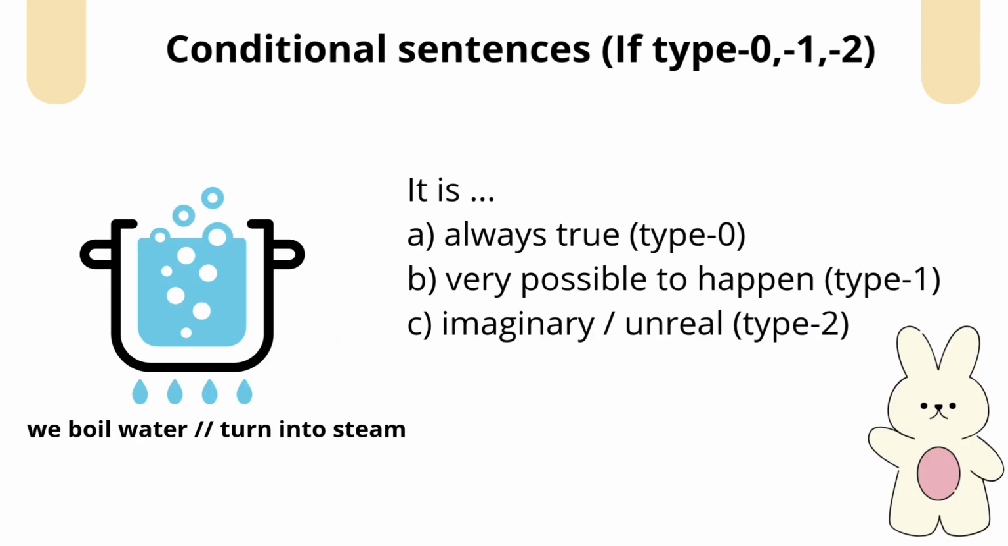This is a very possible question you will see in the exam. The question might provide you some key wording such as we boil water and turn into steam. The first step we should take is to identify which type it is. Is it always true, very possible to happen, or just unreal?